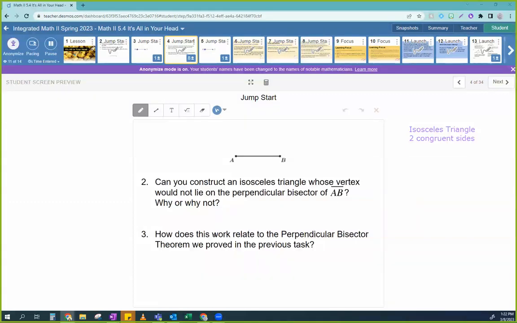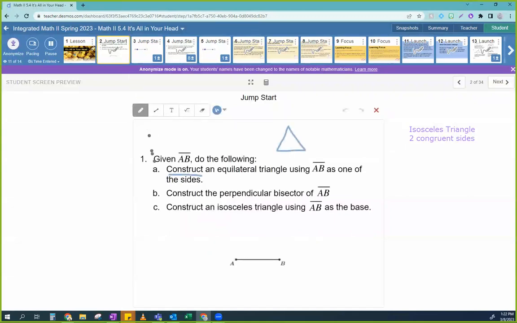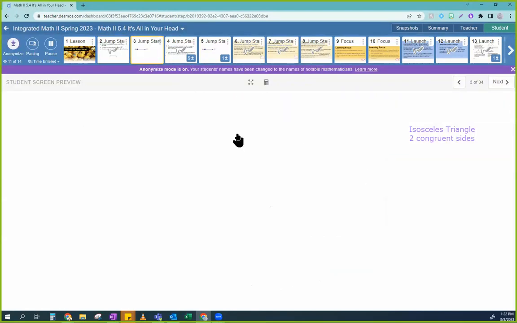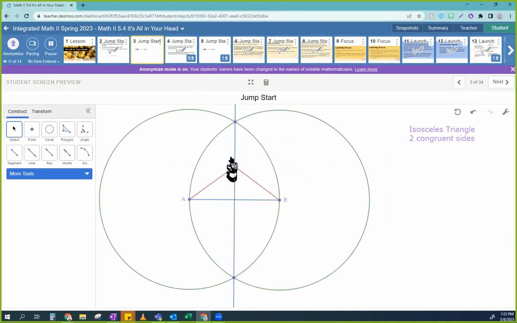Okay, so we're going to continue on the lesson. And now it's asking, now that we constructed all these, the equilateral triangle, the perpendicular bisector, and the isosceles triangle, right? And the isosceles triangle was kind of fun because we played with it, right? We went like this, and it stayed congruent, right?